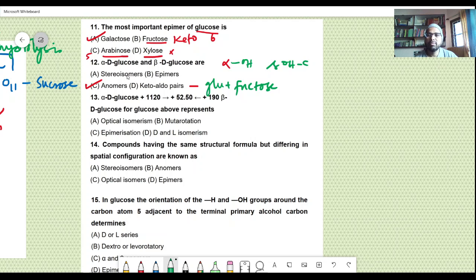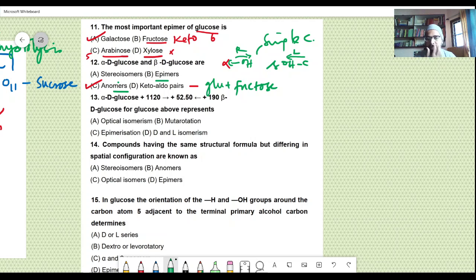Stereoisomer is not the mirror image. Epimers are some other change in the OH. This is also an isomer and this is also an isomer. But when you have OH on the right side on one, and OH on the left side on the other, that we call anomers, and it is across a single carbon atom. Therefore, the right answer is the anomer.